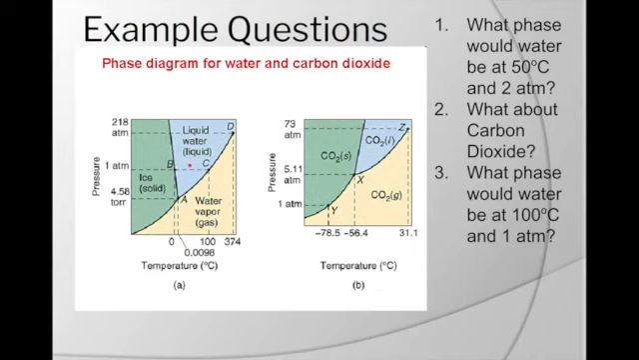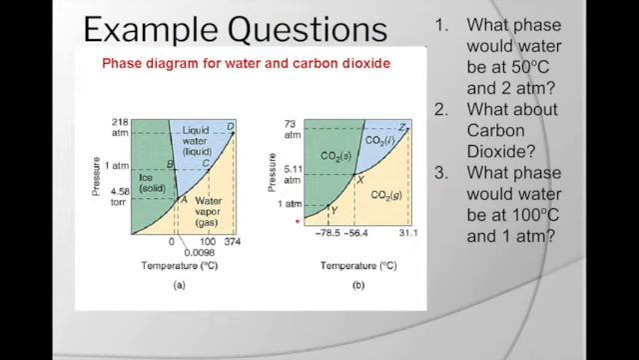Number 2, what about carbon dioxide? So it's wanting 50, to look at number 1, 50 degrees Celsius. Well, that's way up here. And then 2 atm would be up here. So just because this is not on the chart does not mean we can guess what phase it is. If this just kept going and moved over, we would still be in the gas phase. So that would be the answer for number 2.